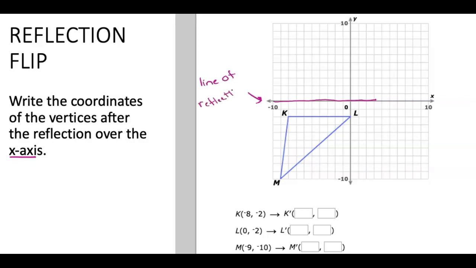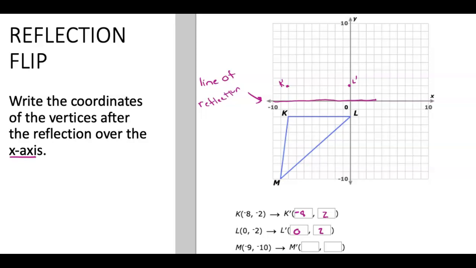So I'm going to flip over. K here is 2 below, which means K would be 2 above. I just moved it over. That's my new K, and I put K prime. So I didn't change my X, I just changed my Y. I'm still at -8 on the X, but my Y is now +2. Okay. Look at L. L dropped down 2. So L is going to go up 2. So instead of being 0, -2, I'm now at 0, +2.